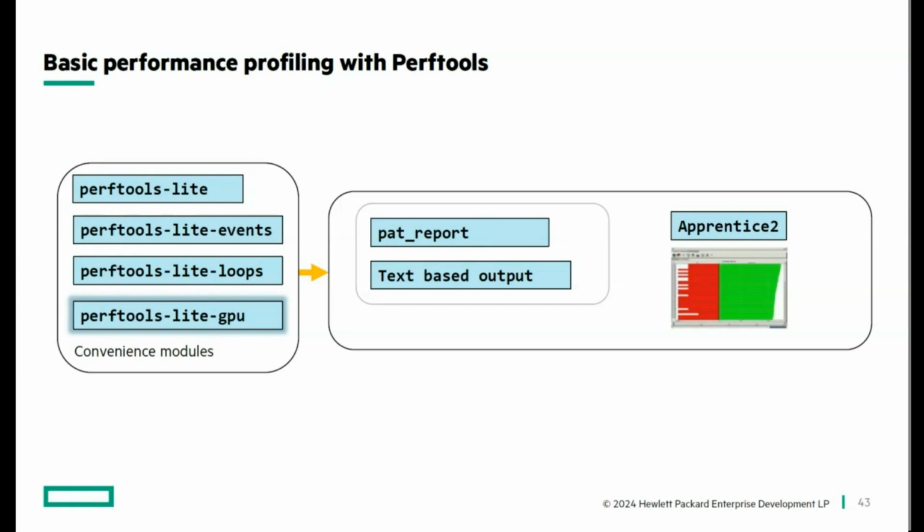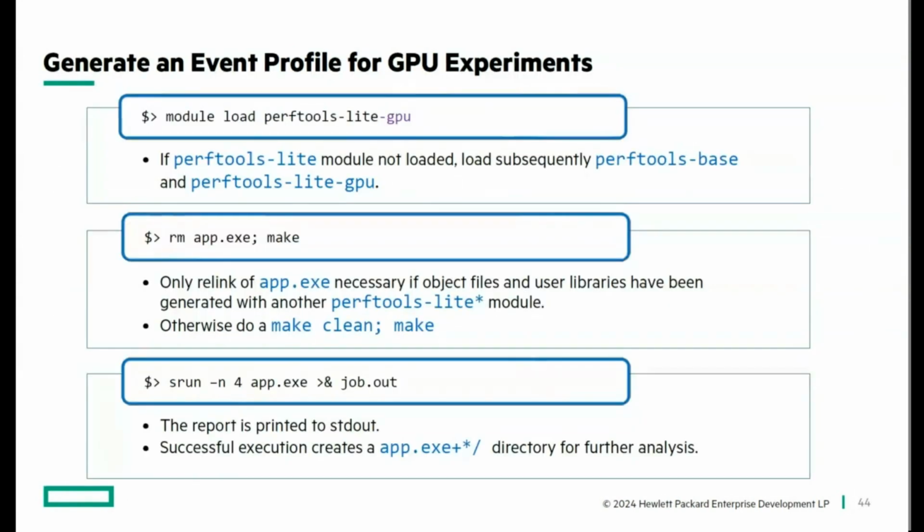text-based basic output from the PAT report program, or you can get more detailed information which can be viewed in the Apprentice-2 GUI. So in the next slide, we're just going to go through kind of the basics of what you would do. And if any of you have been to one of our workshops before, you've probably seen a very similar slide. So the basic way to profile your application would do the following.